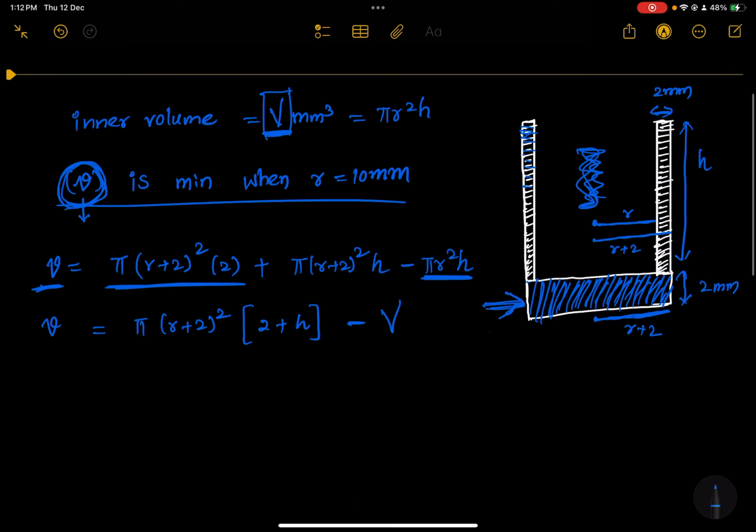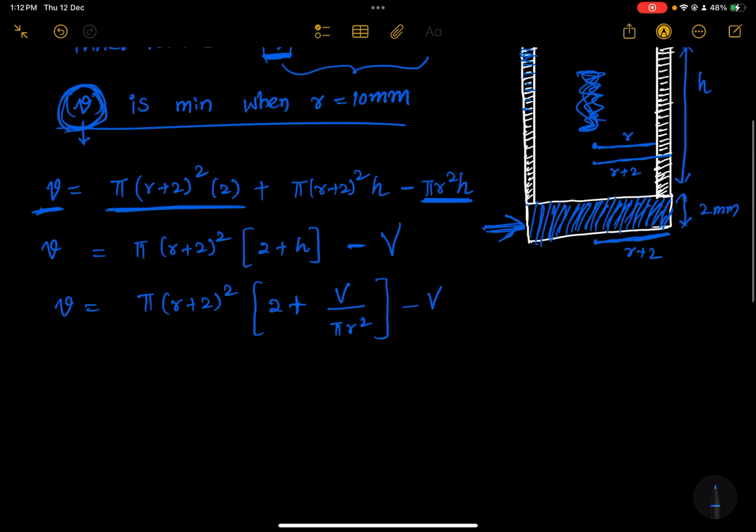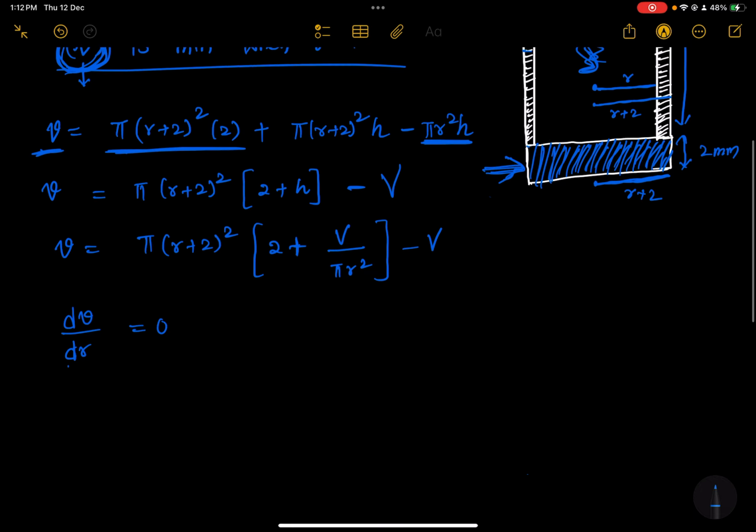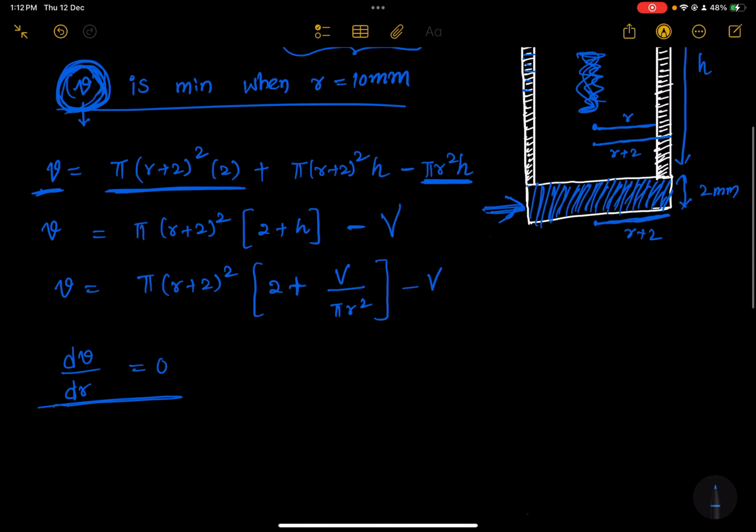We can make one more manipulation here: r plus 2 whole square into 2 plus h, where h can be written as V by pi r square, minus V. So this V is minimum when r is 10 millimeter. So we have to find out dV by dr, and that should be 0. To find the minimum we have to do this. So let us find out dV by dr.